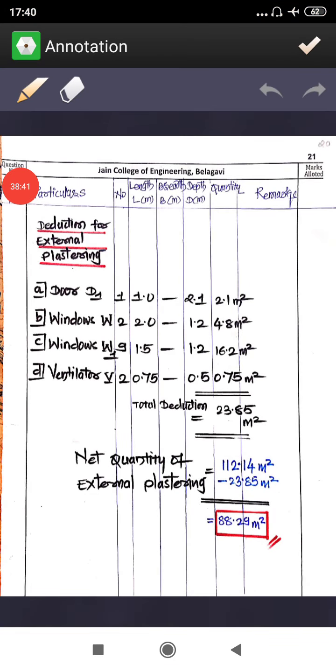And here the total deduction will be 23.85 meter cube. So sorry, it is meter square, so 23.85 meter square. So it is a meter square quantity. The net quantity of external plastering is 112.14 meter square minus 23.85 meter square. So altogether the total net of external plastering is 88.29 meter square quantity.